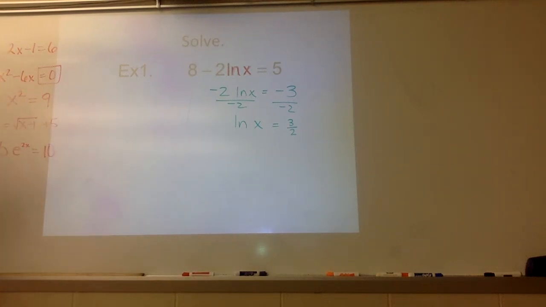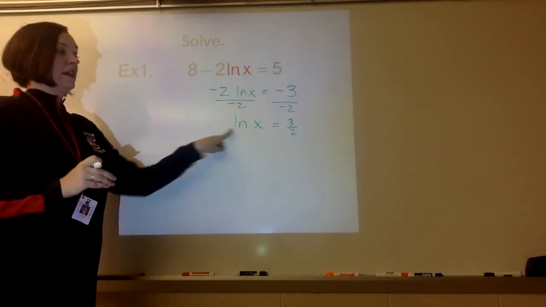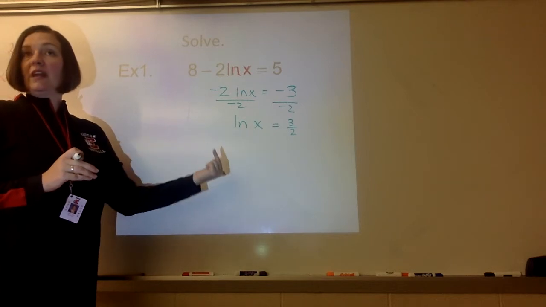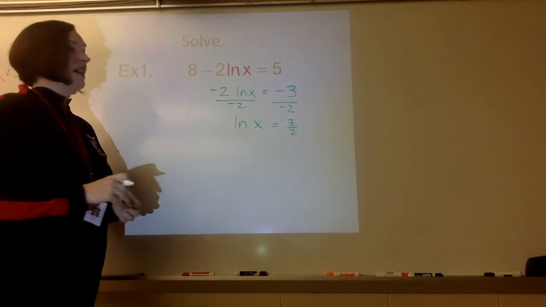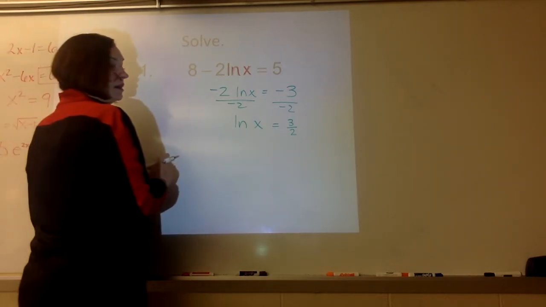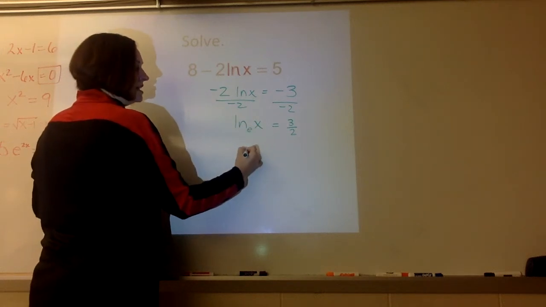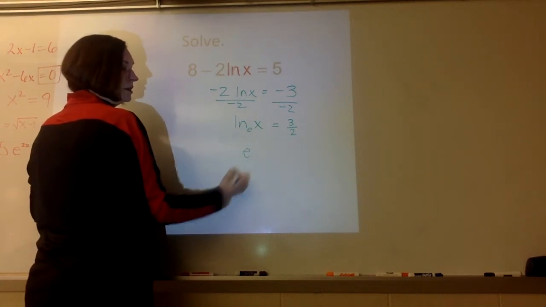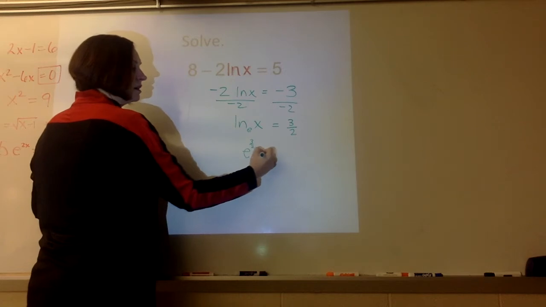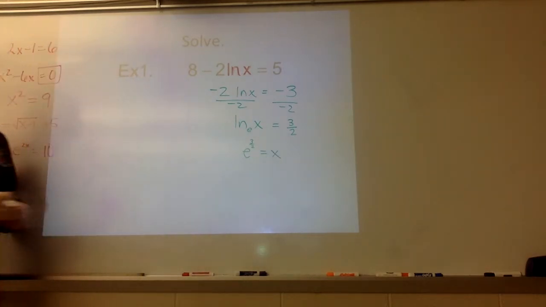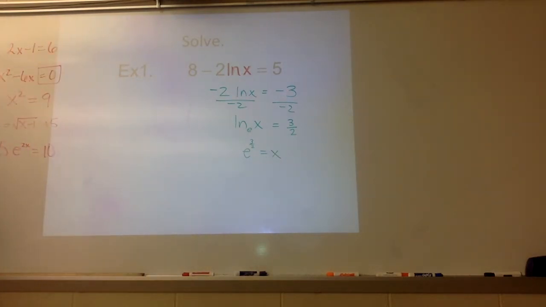According to our list of steps, once we've isolated the log, we then convert it into exponential form. What's the base of ln? E. So I'm going to see e to the what power? Equals x. Do I have x by itself? None.